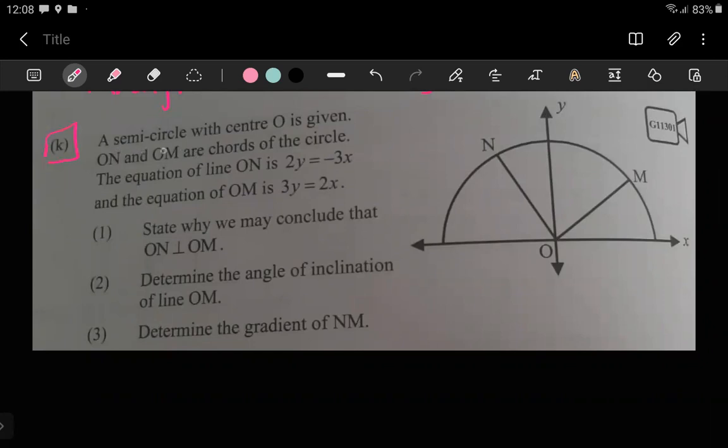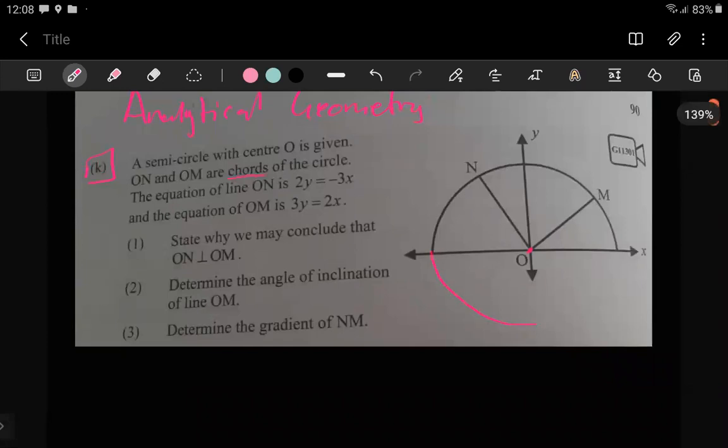It says here, a semicircle with center O is given. ON and OM are chords. This is kind of off, because a chord... maybe they mean that if it was a full circle. Let's not overcomplicate it. They said ON and OM are chords of the circle, with the equation of line ON equal to this, and the equation of OM equal to this.